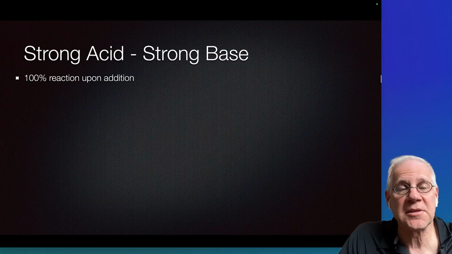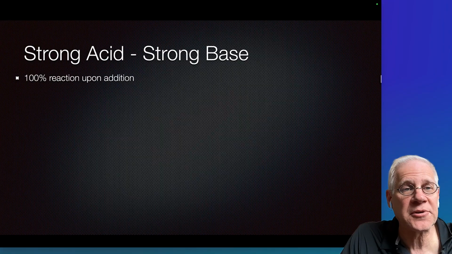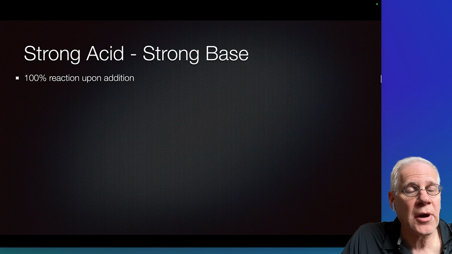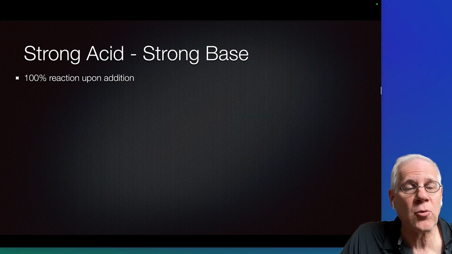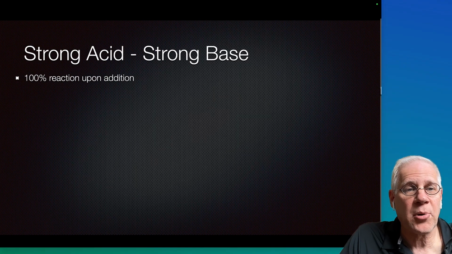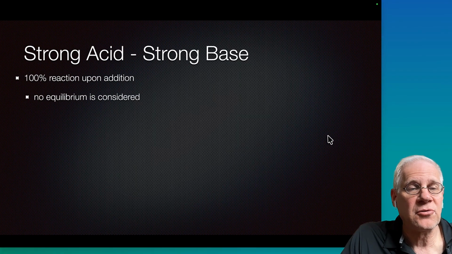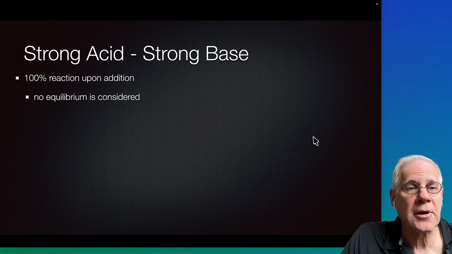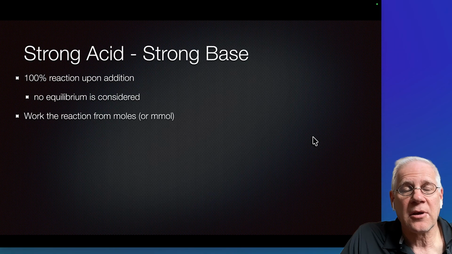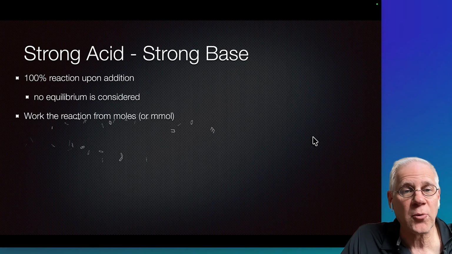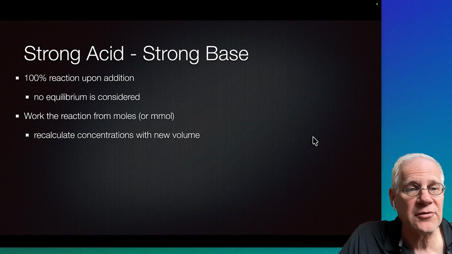So let's look at the simplest situation that we have for titrations. This is a strong acid, strong base. When you add a strong acid to a strong base, you have a 100% reaction upon addition. There is no equilibrium set up. And remember, this is because we have a very weak conjugate acid or conjugate base.